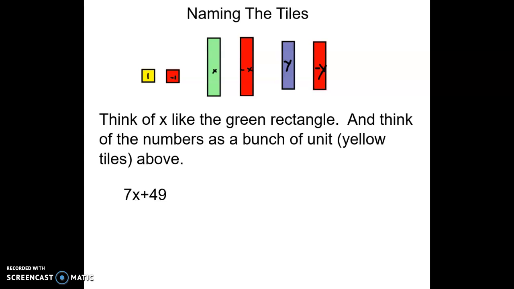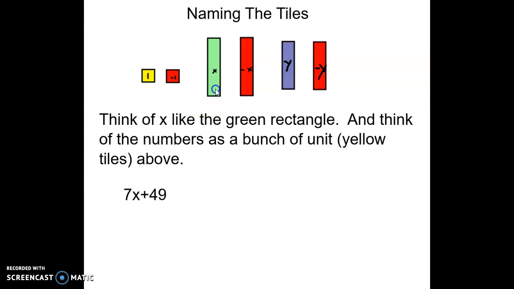Okay, so in order to understand those equivalent expressions, I first like to introduce them with these algebra tiles. You have to first think of an X tile being like this green rectangle. Numbers are just these unit tiles. So if it's the number 49, like we have in our example, we would need 49 of those. And since it's 7x, I'm going to need 7 of these X tiles.